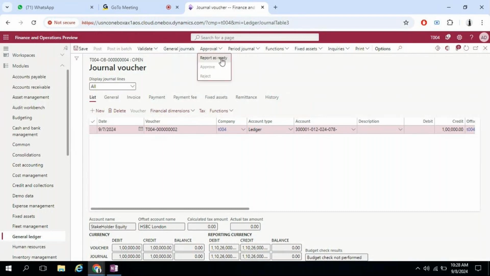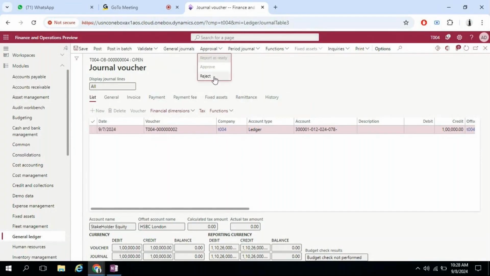Once you approve, you need to go for the report as ready. Once it is report as ready, you need to mention to the approver that my journal is ready, please approve the journal. Then on the basis of the changes, he can approve or reject it. Okay, if I approve it, the post button will be enabled then. That means as a user, I will not be able to post until and unless approval is enabled. So this is the benefit of direct approval.